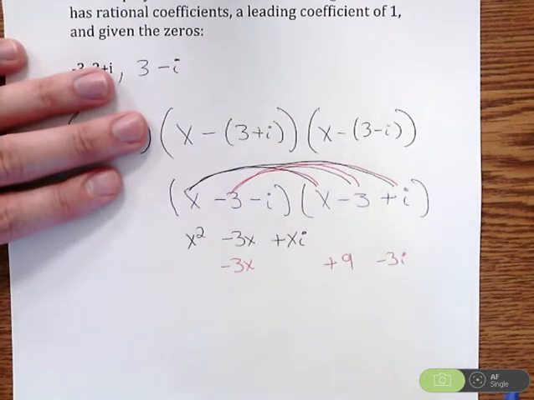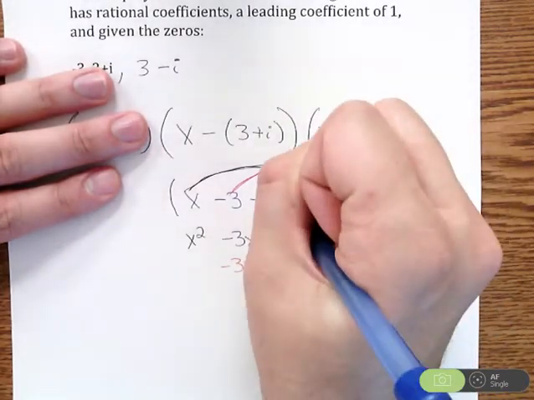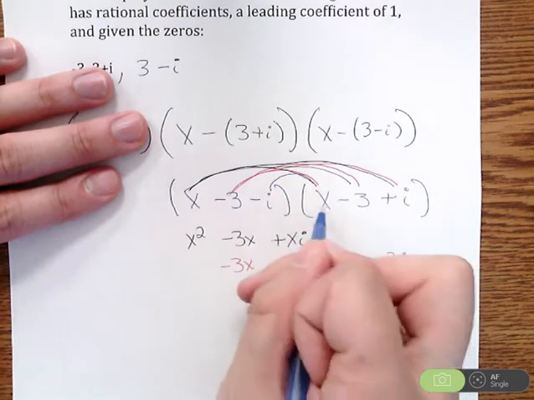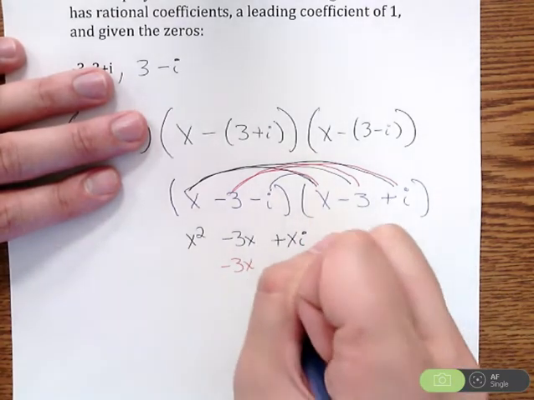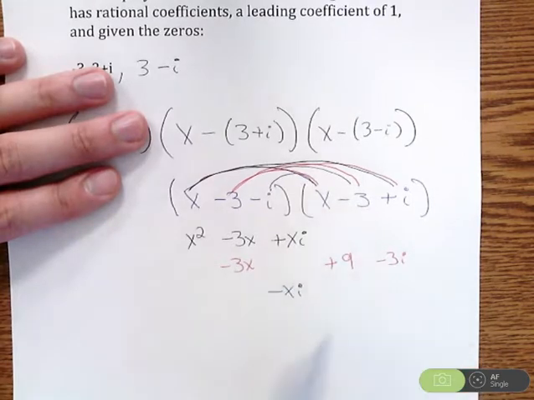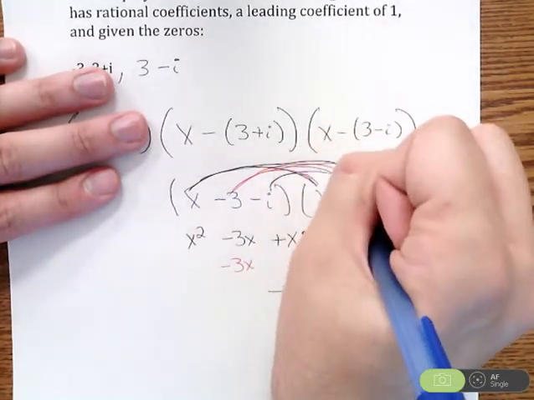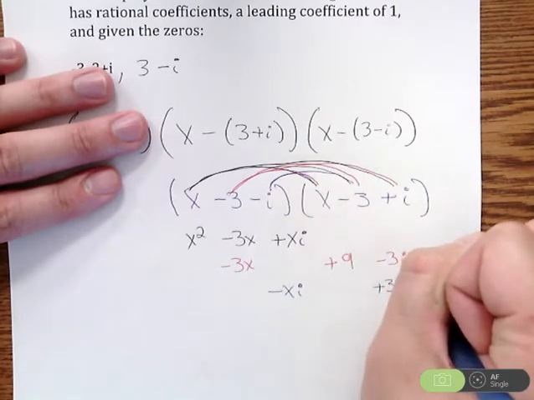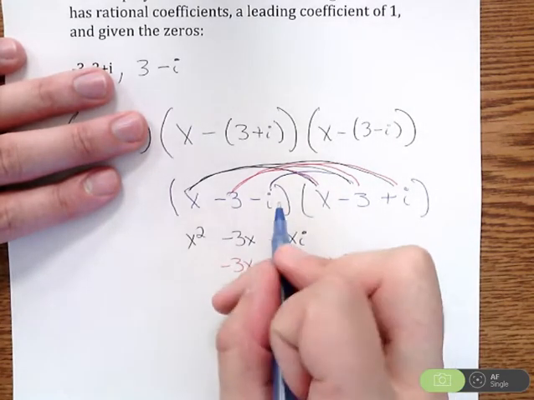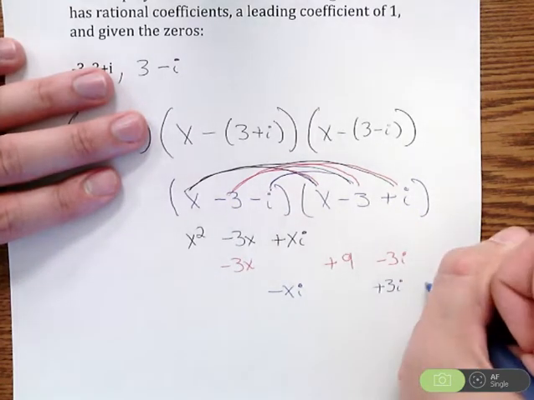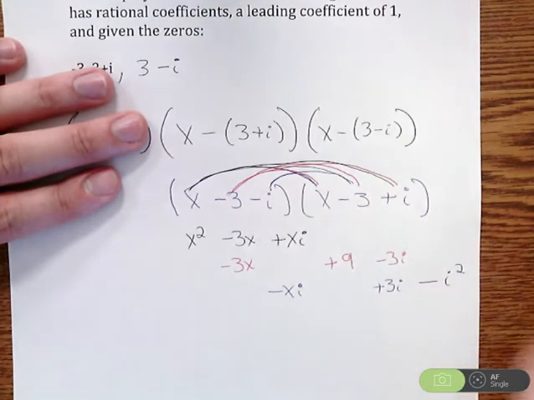Only thing left to do is take that -i and distribute it through. -i times x: a negative times a positive is going to be a -xi. I'm going to line it up with my other xi. -i times -3 is a positive 3i. And then -i times a positive i is going to be a negative i squared.